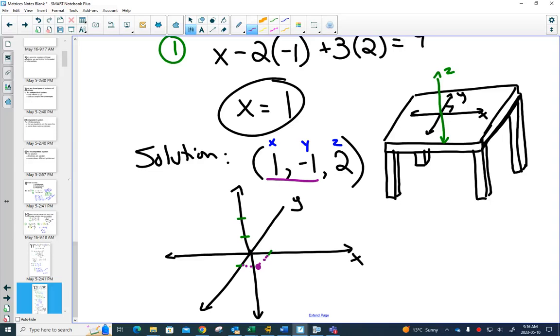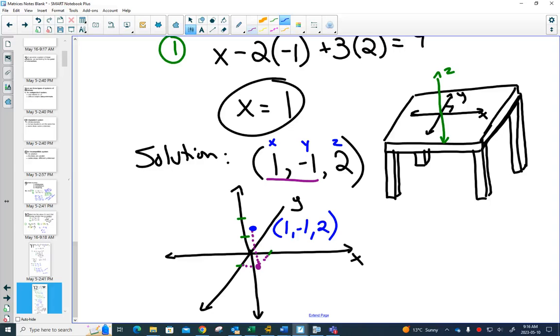Where does the 2 come in? Well, the 2 would be going up 2 units. This is going up 2 units right from there. I'm going to take those dotted lines and put them there. And technically, that is the point 1, negative 1, 2 in 3 dimensions. I think seeing the purple lines there helps you visualize that in 3 dimensions, that it's actually gone up 2 units from that point there. And we could draw lines in 3 dimensions.